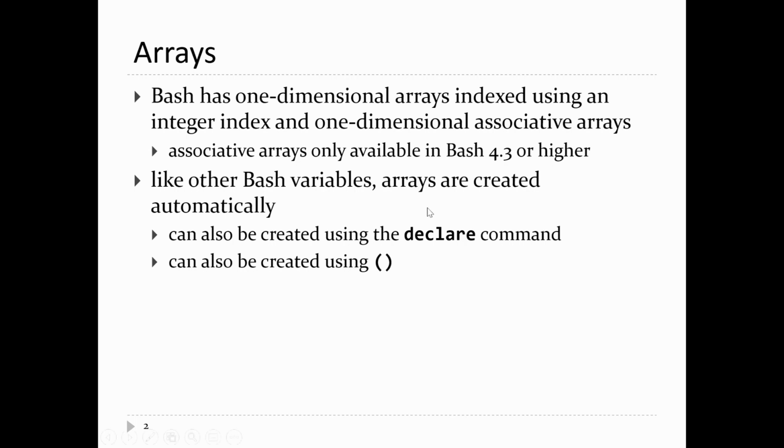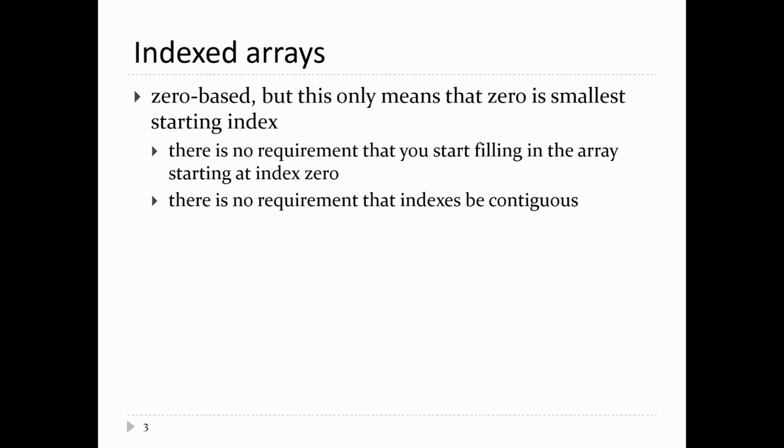Okay, so like other Bash variables, you can create an array just by creating a variable, and it makes the array for you automatically. You can also use the declare command, and I'll show you how to do that in a second. And if you know what the elements of the array should be, you can use a single set of round brackets and put the elements inside the round brackets. Okay, so indexed arrays. These are the only ones I'm going to talk about. The associative arrays work the exact same way. It's just that the index is a string.